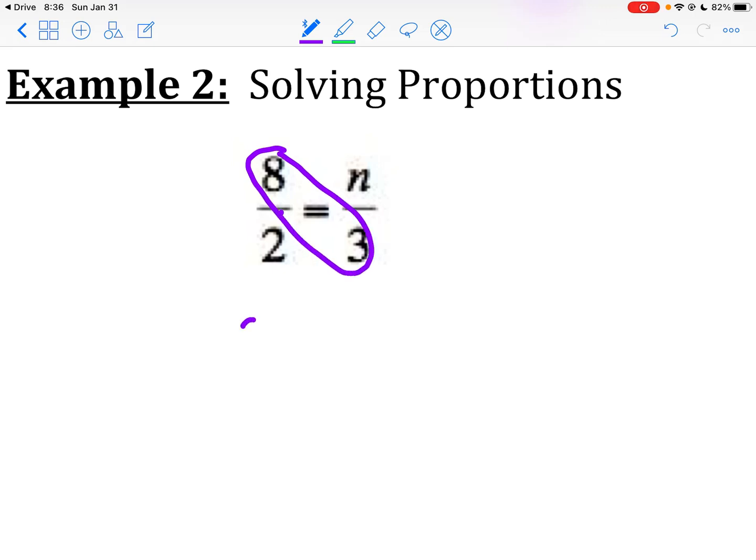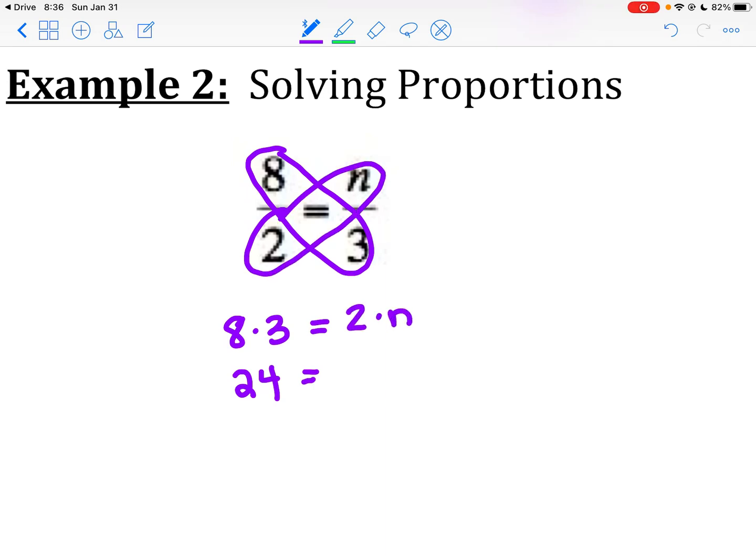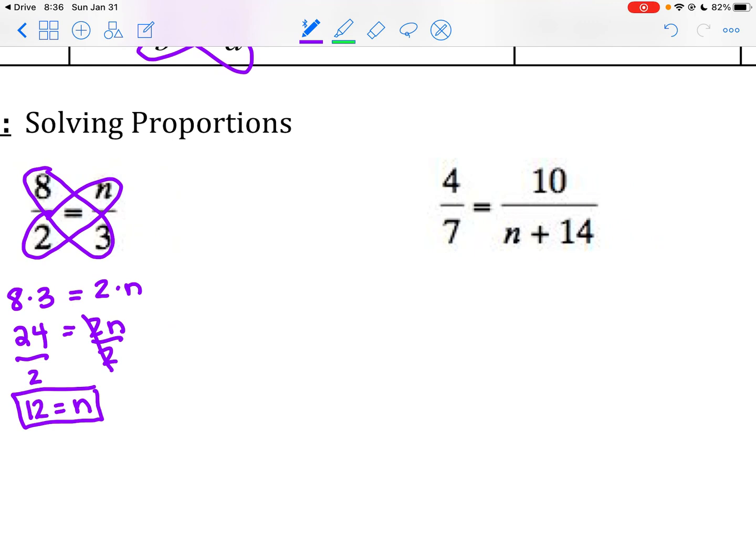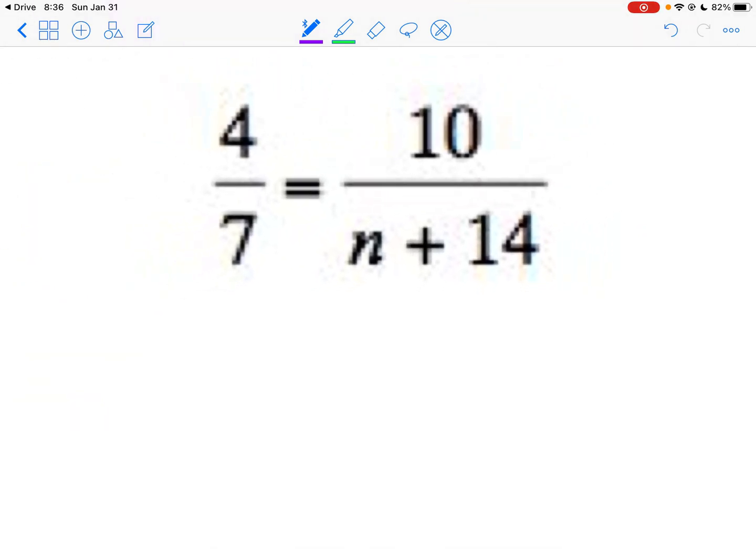So when I'm looking, I'm going to multiply my cross products. So here I have 8 times 3, which is 24. So let me write out my work first. I did 8 times 3, and that gave me 24. And then I'm going to multiply my other cross product, which is 2 times n, which is 2n. So here, the equation that I'm going to solve now is 24 equals 2n. And so then I can divide by 2 on both sides, and I get that n equals 12. So I just want to get that variable by itself to solve that proportion.